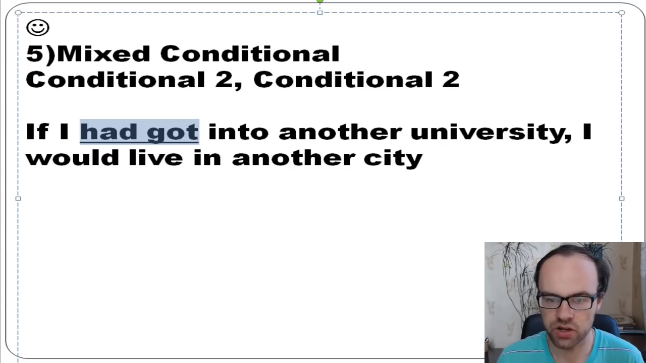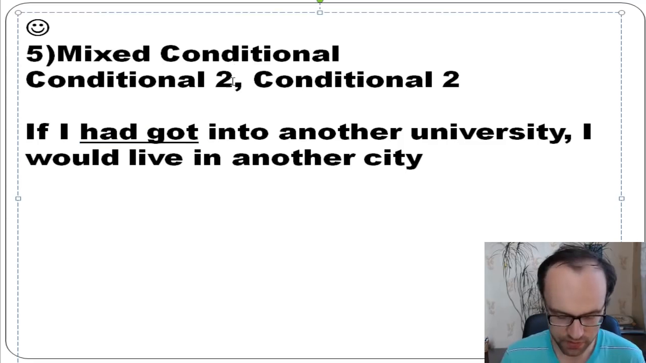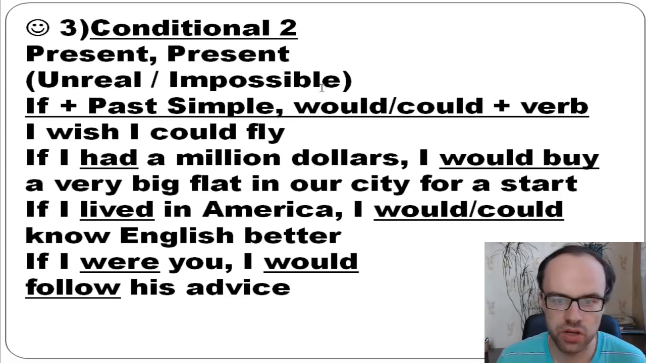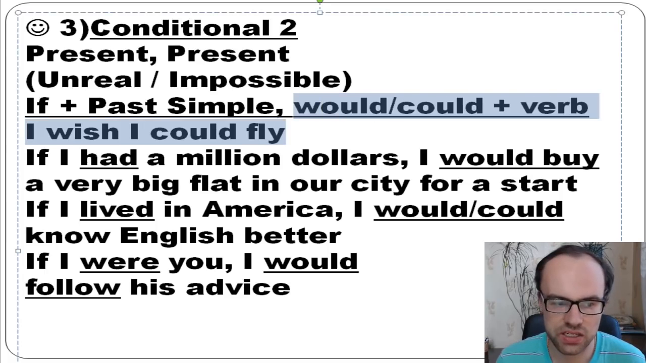Okay. So if I had got into another university, but in fact, it isn't true. So it didn't happen. So I didn't get into another university, but it's in my imagination. If I had got into another university, and we see that it's about the past, unreal, because it's a part of the third conditional. And look, I would live in another city. So would plus verb, it's a part of the second conditional.